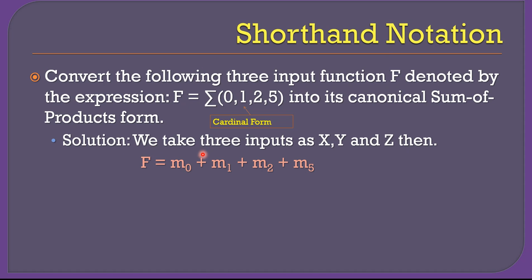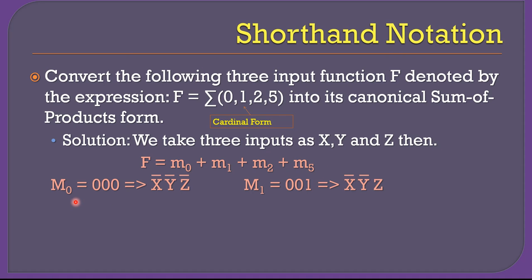In the solution, we can take 3 inputs as x, y, z. You can take any other variables, but generally we take x, y, z, and write m0 plus m1 plus m2 plus m5. These are the min terms you got, and you add them up because it is sum of products form. Now you find the expression for each term. m0 is 0, 0, 0, so you write x dash, y dash, z dash, because all are 0, the complemented version of the variables.